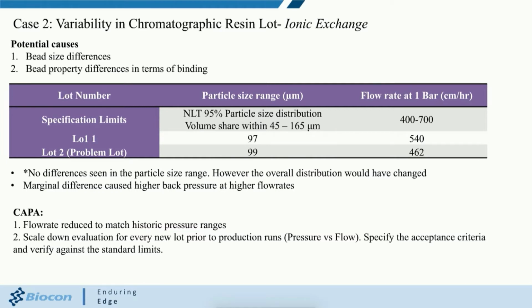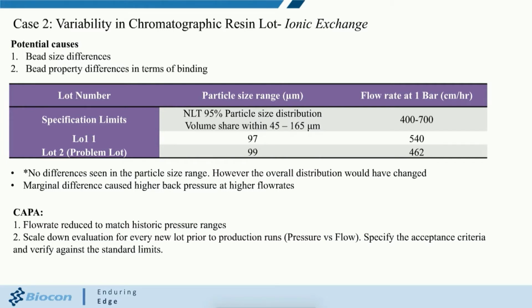It indicates that this specific lot has particles smaller than average. The overall particle distribution is different. Although it is within the 45 to 165 micron range, the number of particles of lower size is higher. This is the conclusion we made, and there is no choice because we can't afford to discard the resin. So we modified the process flow rates to accommodate the pressure.